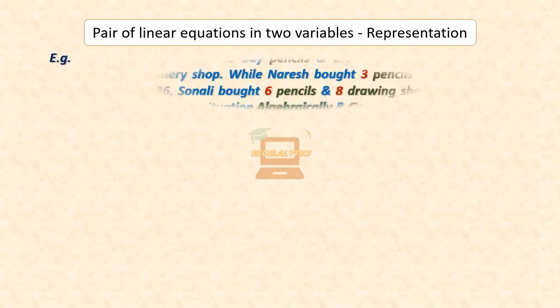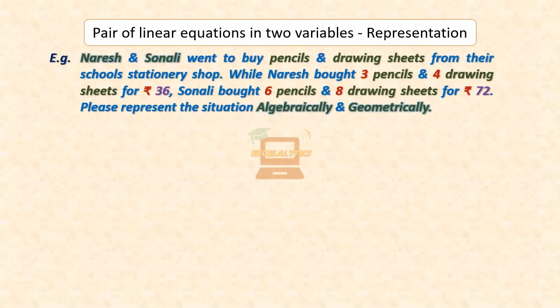Naresh and Sonali went to buy pencils and drawing sheets from their school's stationery shop. While Naresh bought 3 pencils and 4 drawing sheets for Rs 36, Sonali bought 6 pencils and 8 drawing sheets for Rs 72. Please represent the situation algebraically and geometrically.